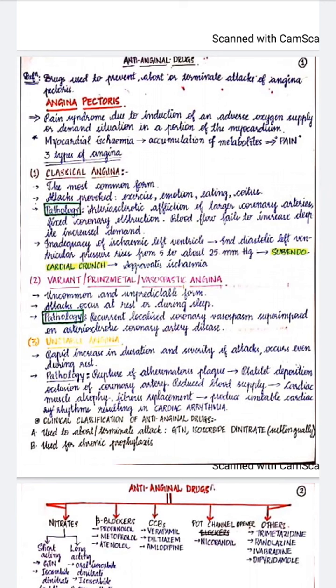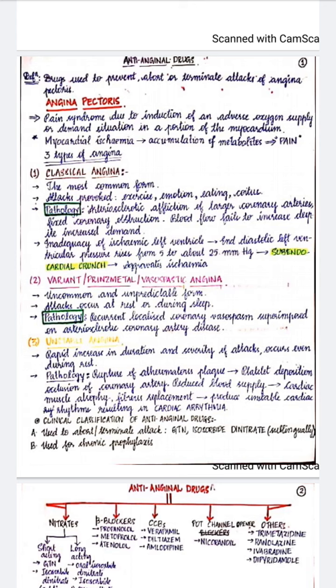What is the underlying pathology? Here there is arteriosclerotic affliction of larger coronary arteries. This results in fixed coronary obstruction. The blood flow fails to increase despite the increased demand. The inadequacy of the ischemic left ventricle will raise the end diastolic left ventricular pressure from 5 to 25 millimeters of mercury. This causes subendocardial crunch and hence further aggravates the ischemia.